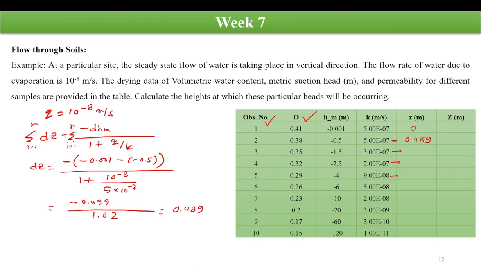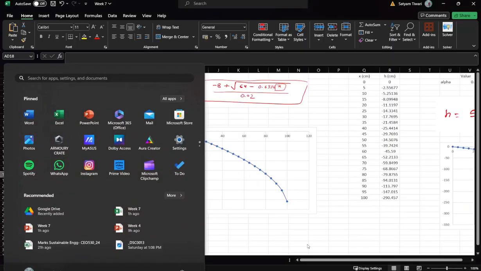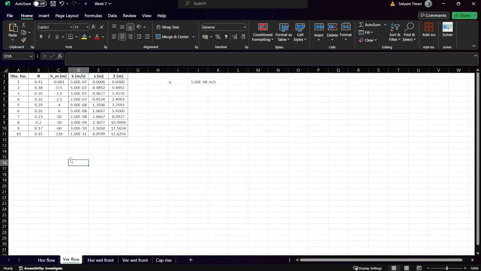And to determine the capital Z, just write Z0 here. Then we will add this one with this one. Okay. So how can we do that? We will use an Excel sheet for doing this calculation. So let's jump to the Excel sheet for the vertical flow.